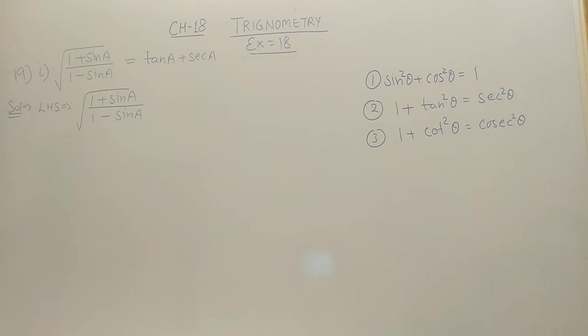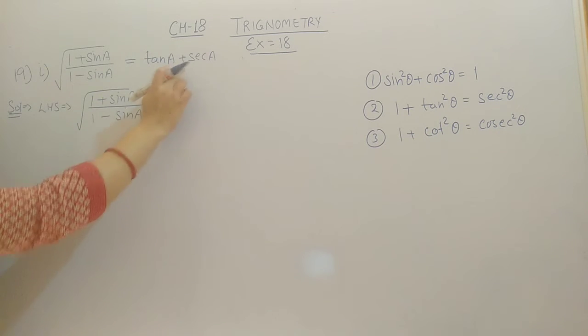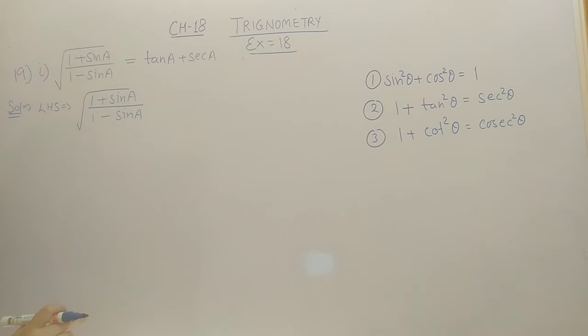19th first part, root of (1 plus sin A) divided by (1 minus sin A) is equal to tan A plus sec A. Left side we have taken here. This question is also similar to the last question. Now see your right side. We don't have a denominator here. It means we have to eliminate this denominator.